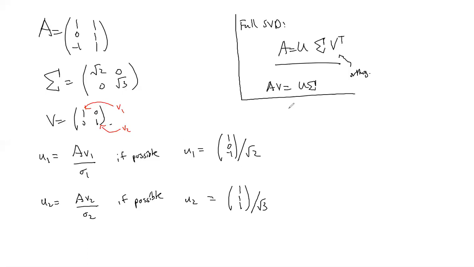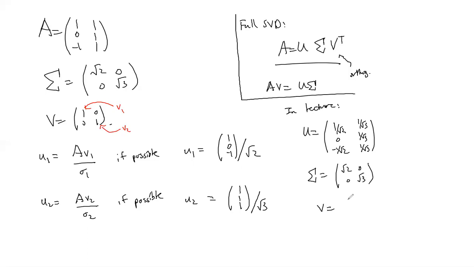So in lecture, correct me if I'm wrong, maybe you did something like U was just this non-square matrix. Sigma was here, and V was 1, 0, 0, 1. Great, so this is then your SVD. And if you multiply this all out, you get back A, in fact.